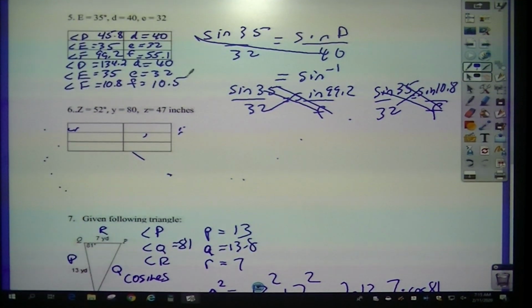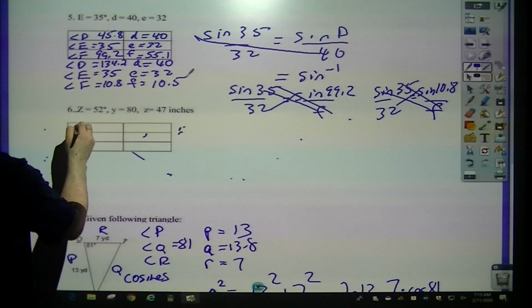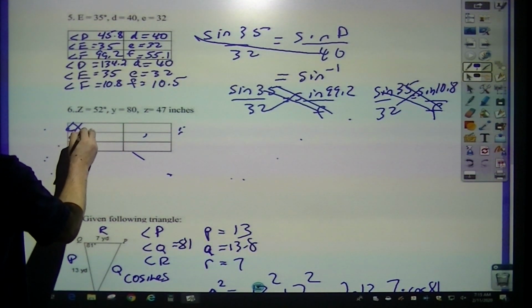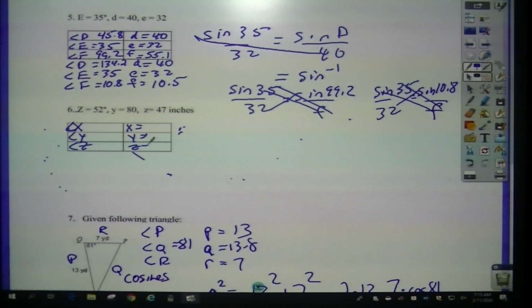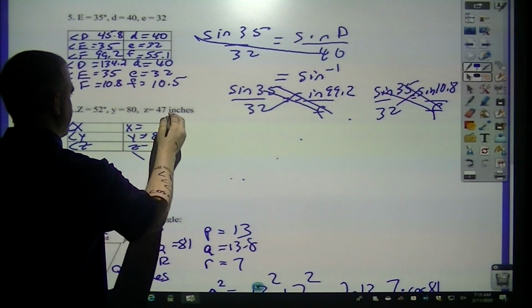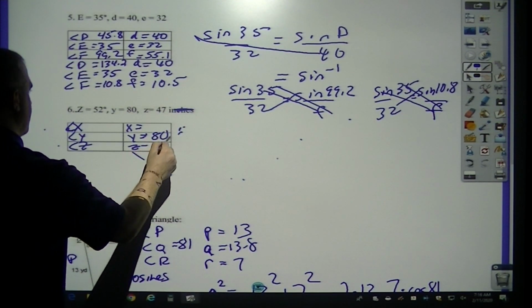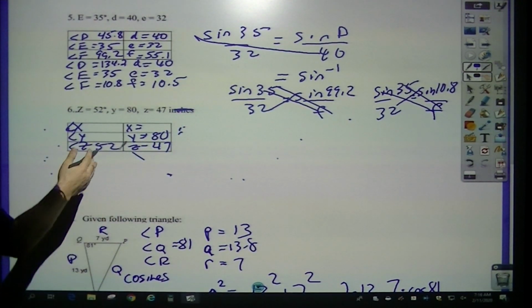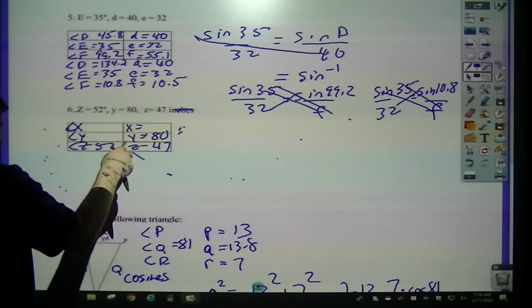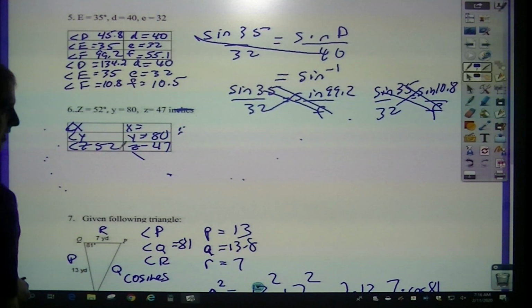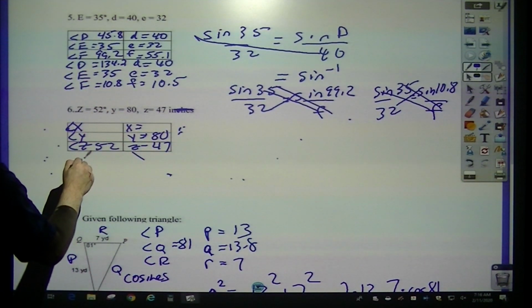Now this is x, y, and z. Angle x, angle y, angle z, side x, side y, side z. Make sure this is still working here. Fantastic. So I am given, don't worry about this inches thing, 80, 47, 52. Now, this is also a law of sines special case because I've got two sides with a match here.